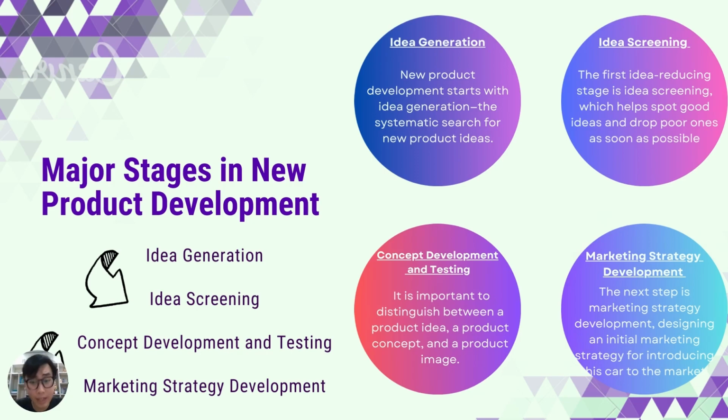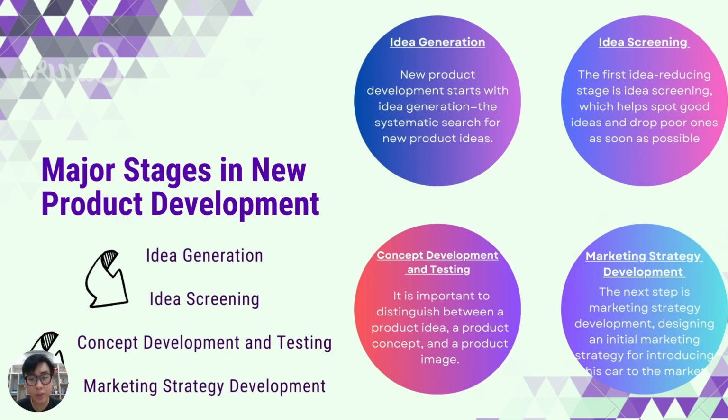Next is idea screening. The purpose of idea generation is to create a large number of ideas, and the purpose of succeeding stages is to reduce that number. The first idea-reducing stage is idea screening, which helps spot good ideas and drop poor ones as soon as possible. Product development costs rise greatly in the later stages, so the company wants to go ahead only with those product ideas that will turn into profitable products.